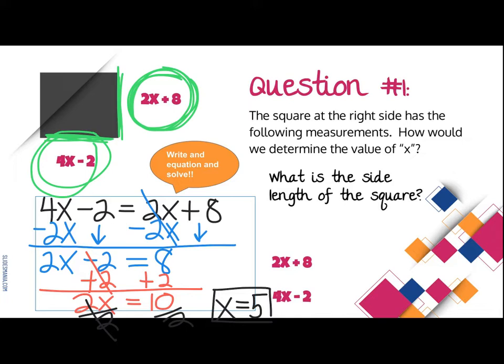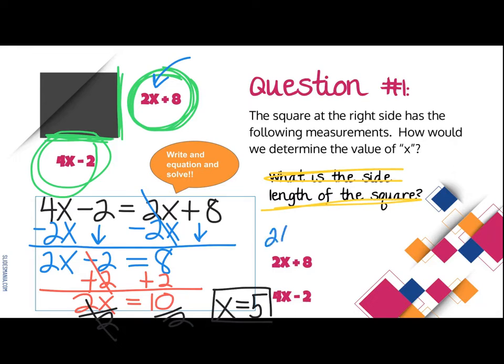Let's make sure that we answer the question. There is this question right here that says, what is the side length of the square? Well, the side length of the square was represented by 4x minus 2 and by 2x plus 8. So it doesn't matter which one we use, both of them will give us the side length of the square. We just need to plug in the x that we found into one of those expressions. So x equals 5 will go into, let's put it into the top one, just because. So 2 times x plus 8 will give us our side length.